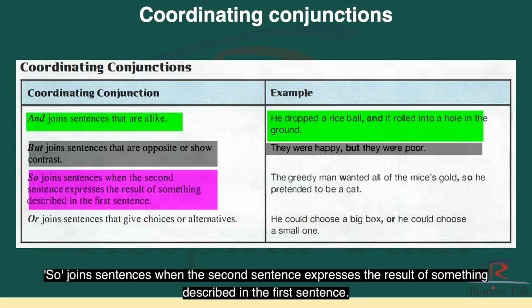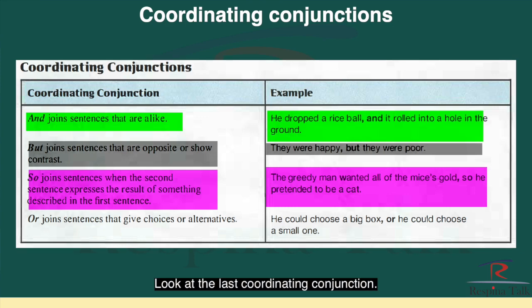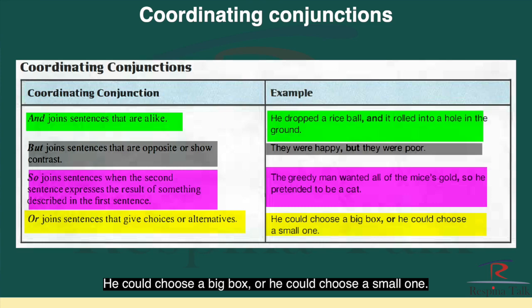So joins sentences when the second sentence expresses the result of something described in the first sentence. For example, the greedy man wanted all of the mice's gold, so he pretended to be a cat. Now look at the last coordinating conjunction. Or joins sentences that give choices or alternatives. For example, he could choose a big box or he could choose a small one.